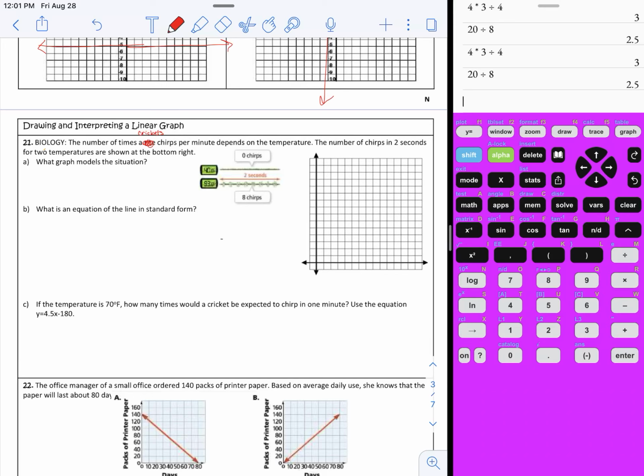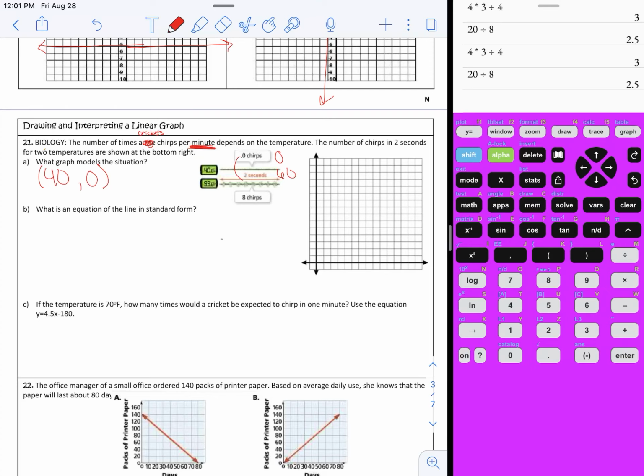So we have to multiply our number of chirps by 30 because there are 30 2-second intervals in a minute. Rewind that if you need to. So if there are 0 chirps in 2 seconds at 40 degrees, there would be 0 chirps in 60 seconds too. So how many chirps? 0. All right, so 60 seconds is 1 minute.